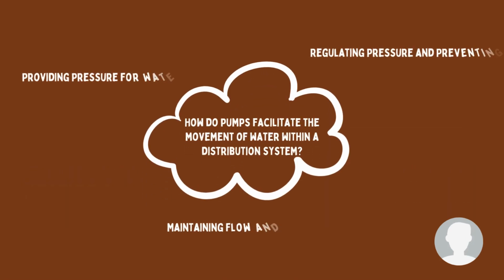How do pumps facilitate the movement of water within a distribution system? Firstly, by providing pressure for water movement. Pumps generate the pressure needed to push water through pipelines, ensuring it reaches distant or elevated locations. They counteract losses due to friction in pipes and overcome gravity when lifting water to higher elevation.